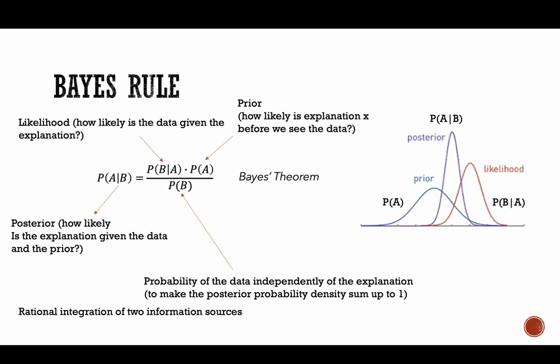Bayes' theorem, as we are showing it here, is often characterized as the rational or optimal way of integrating some prior information, taken at face value, with some data information, the likelihood, as filtered through the model, taken at face value, into one optimal picture of the world, the posterior.